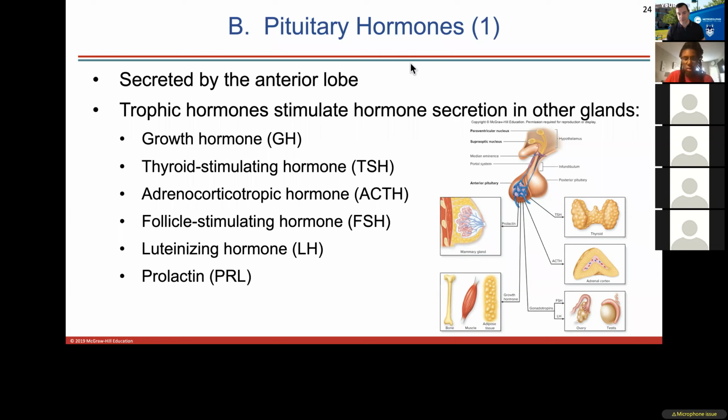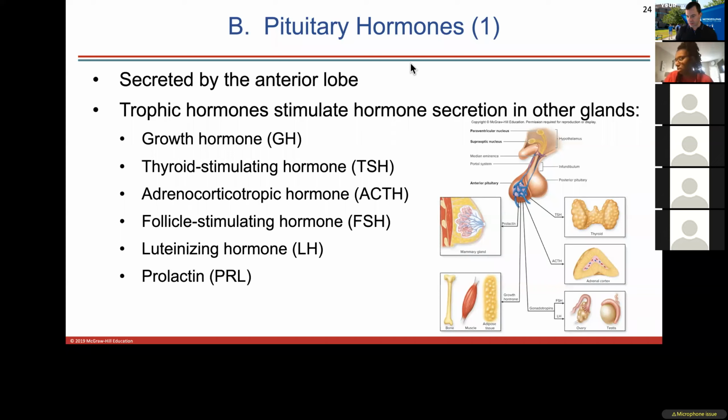Growth hormone, thyroid stimulating hormone, adrenocorticotropic hormone, follicle stimulating hormone, luteinizing hormone, and prolactin. I'm going to go out on a limb here and assume that you can probably figure out growth hormone is involved with growth. Thyroid stimulating hormone stimulates the thyroid gland, which is going to help to secrete T3 and T4. Adrenocorticotropic hormone is going to act on the adrenal gland. Follicle stimulating hormone helps develop follicles. The ovary is what you generally think of, but it does also work with the testes as well, helping to make the sperm and the egg.